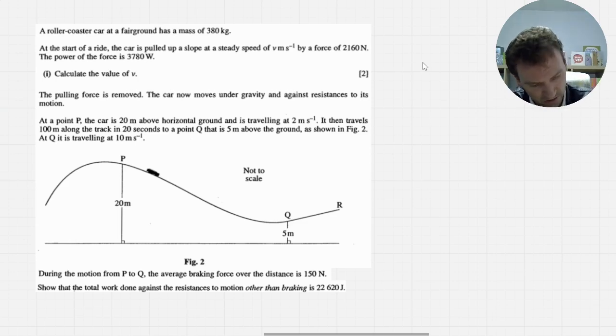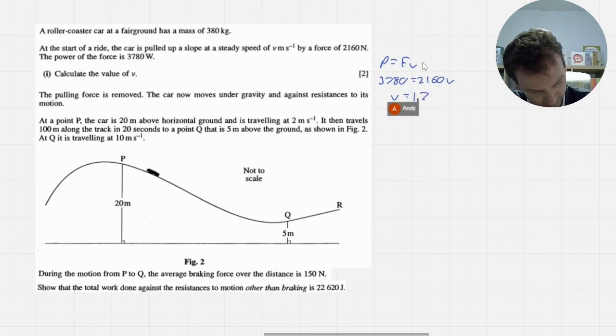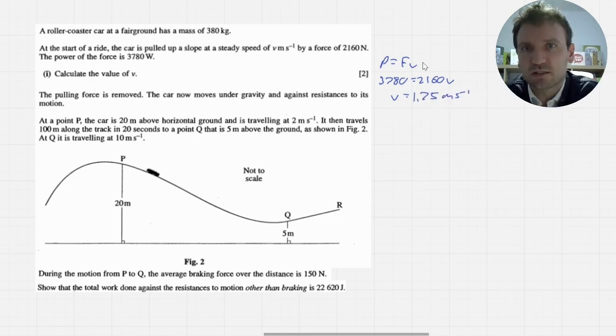Again, here we're just going to start off using power equals force times velocity. If we sub in here, we'll get 3780 equals 2160V, and straight away we can solve that and get our result for V, which is 1.75 meters per second. The real part of this problem starts in the second part.